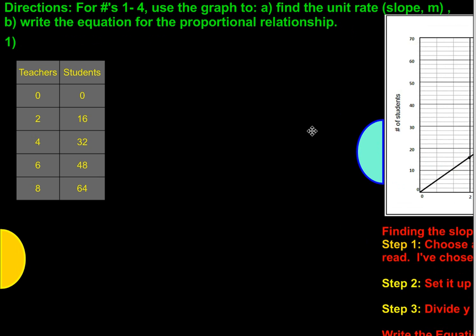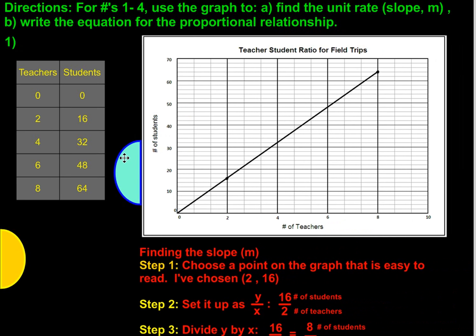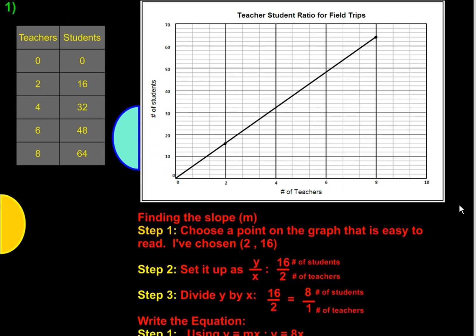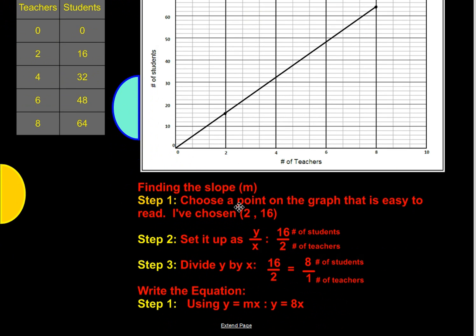We'll start by taking a look at the graph. The graph states that there's a teacher-student ratio for field trips, and on the y-axis is the number of students, on the x-axis is the number of teachers. And we need to find a slope. So the first thing we want to do for step 1 is choose a point on the graph that's easy to read. Now I've chosen 2, 16. It looks like it lines up pretty nicely, so it's an estimate, but I think we're pretty accurate on that.